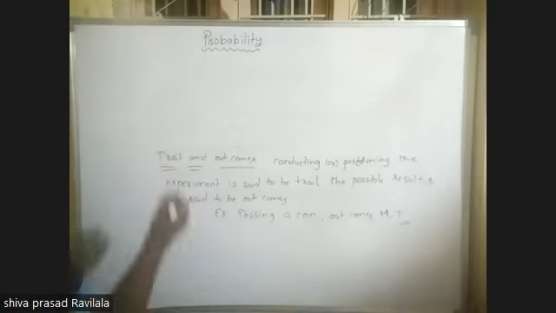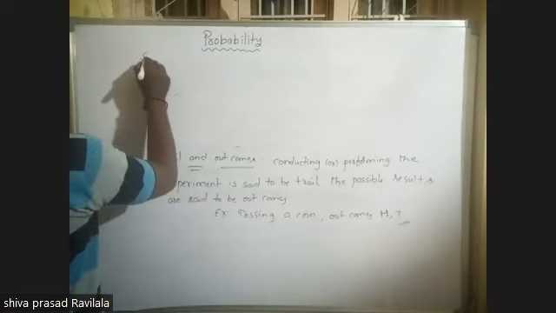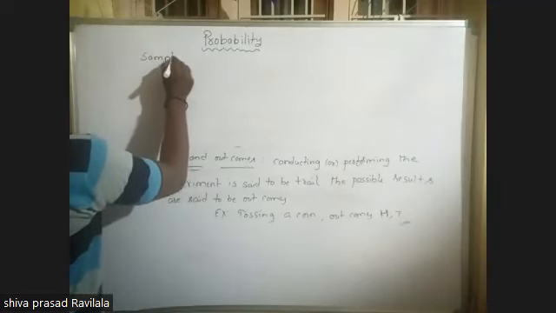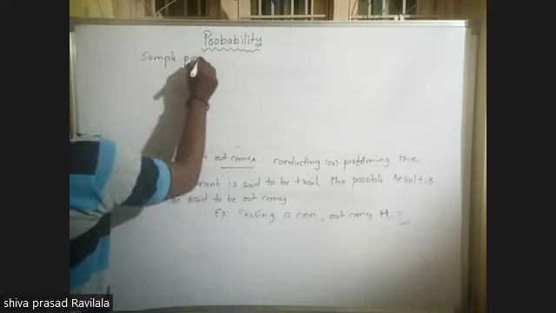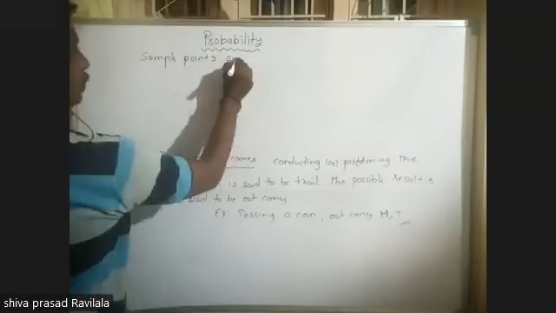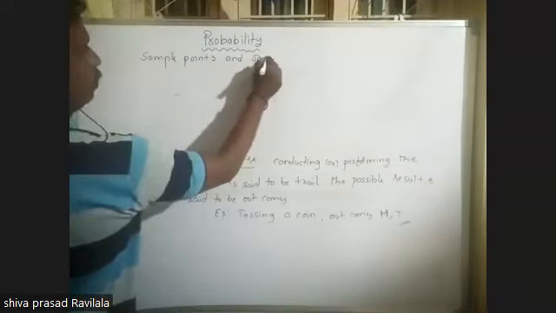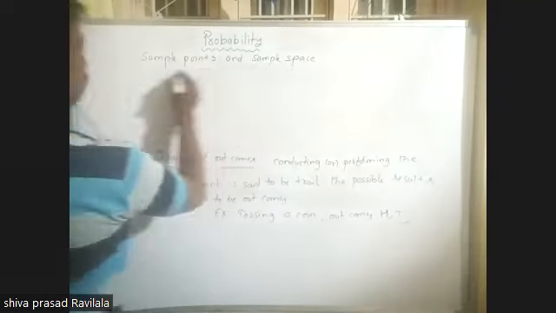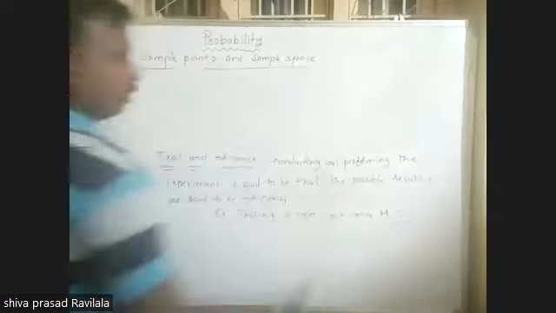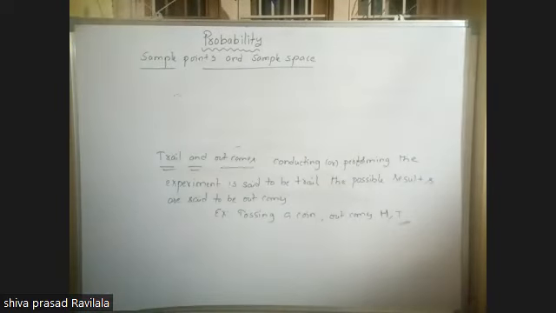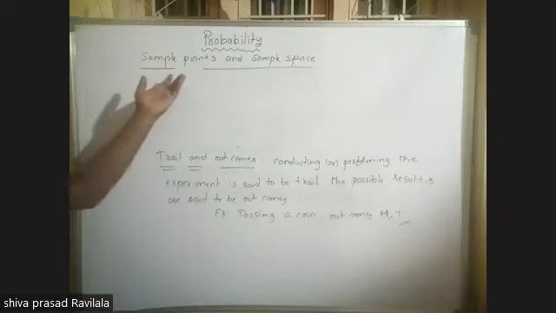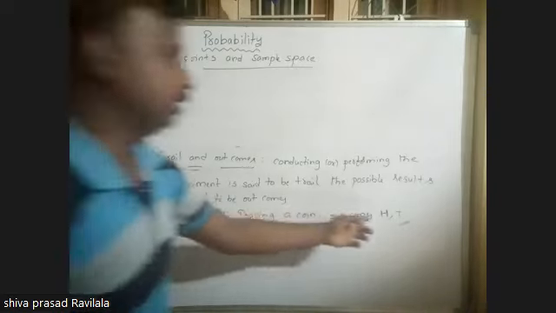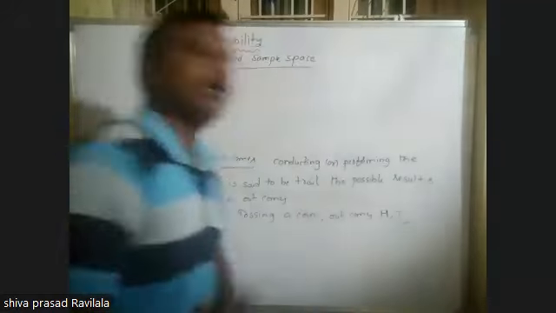Next one is sample point and sample space. What are sample points? In a random experiment, the outcomes are said to be sample points. For example, here head, tail: these are said to be sample points.